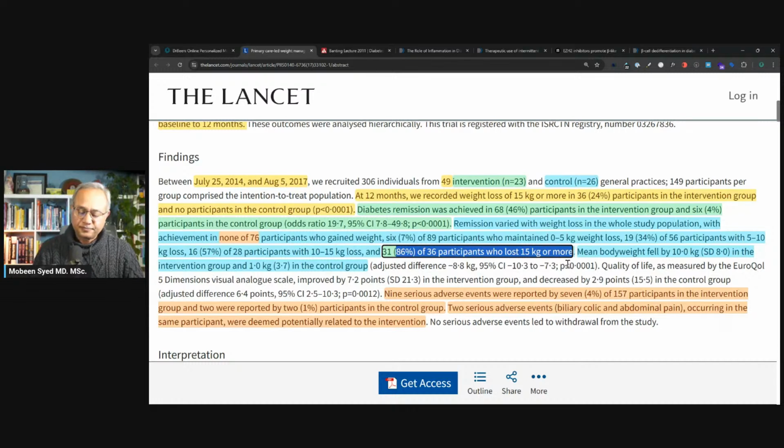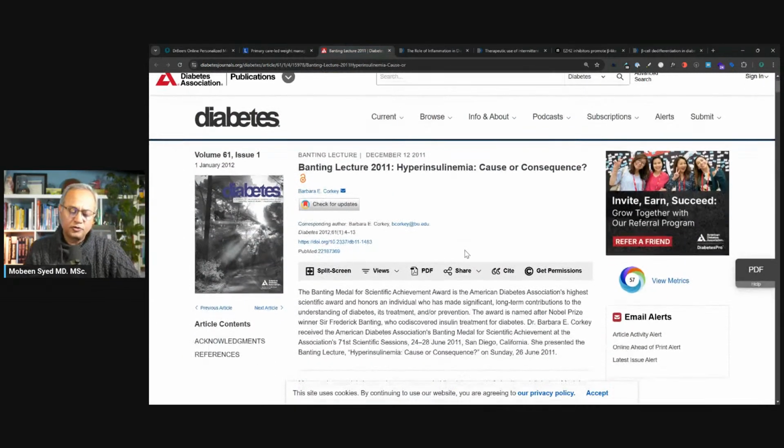So that is one. Now imagine if somebody says, I can't reduce weight, or I'm lean mass and I have type 2 diabetes, or I have tried and the weight reduction has not helped. Let's look at the other methods. I'm going to go to this one.